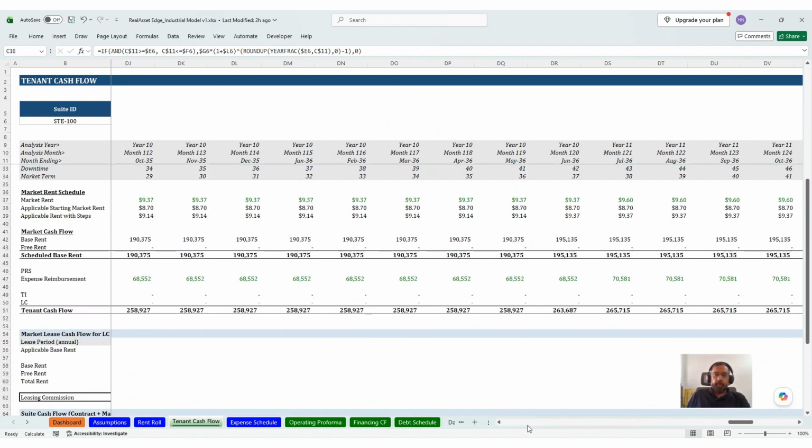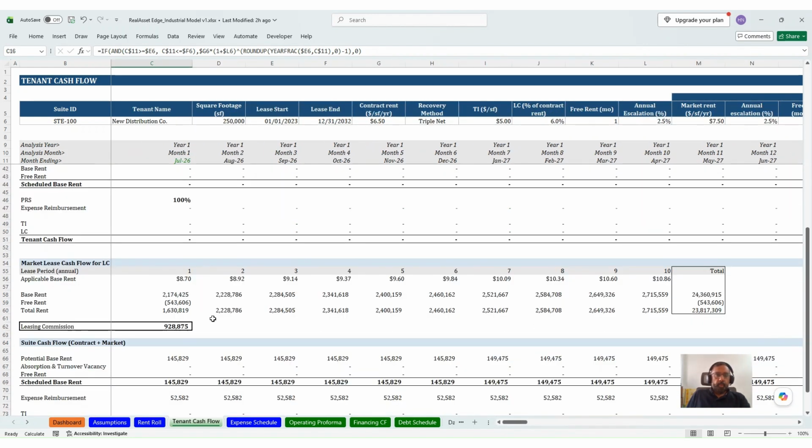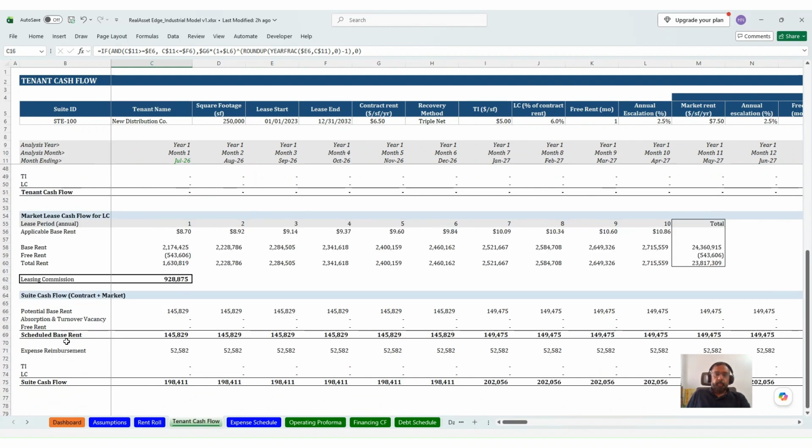Down below, there is a section to calculate the leasing commissions for the market lease. And then this consolidates into the suite level cash flow for this particular suite, which is listed on the top. Now, essentially, this whole cash flow can be repeated for multiple tenants as well. Right now, this is configured for one single tenant, but if the need be, it can be configured for multiple tenants using the same structure, same repetition of the same lines once again.